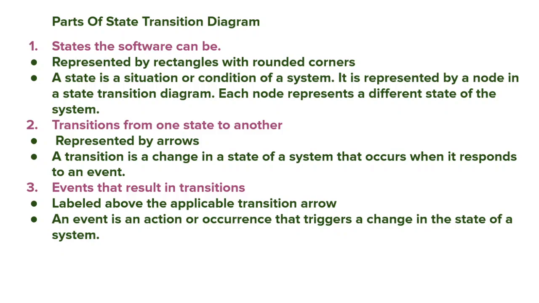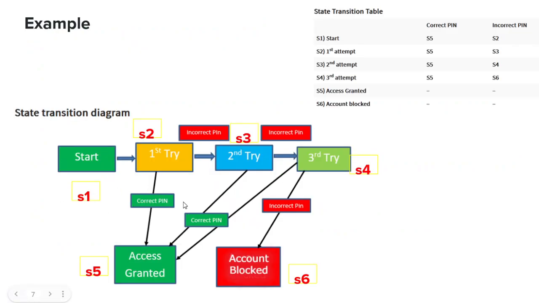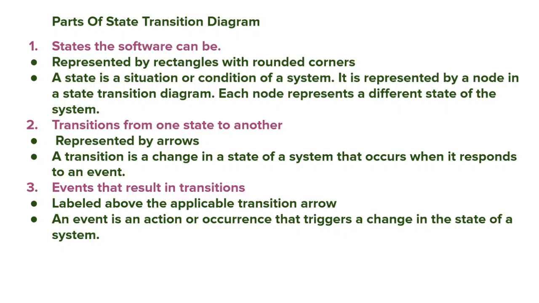An event is an action or occurrence that triggers the change in the state of a system. So an event is basically an action which changes the state. For example, after the first try is a state, correct pin is an event, the transition has happened, and the state is changed. So this is how an end-to-end state transition diagram is displayed, and we can derive the test cases from this state transition diagram.